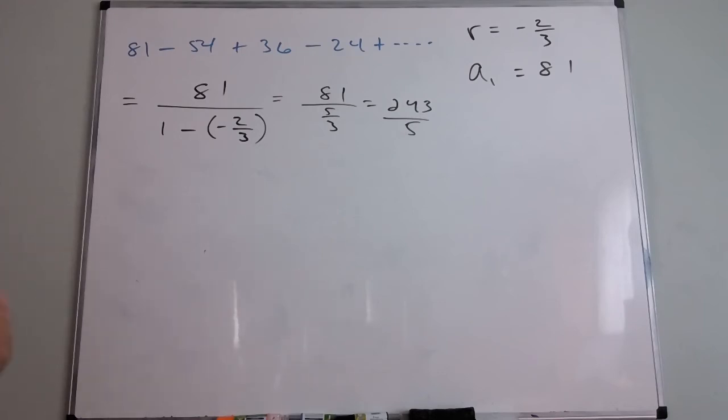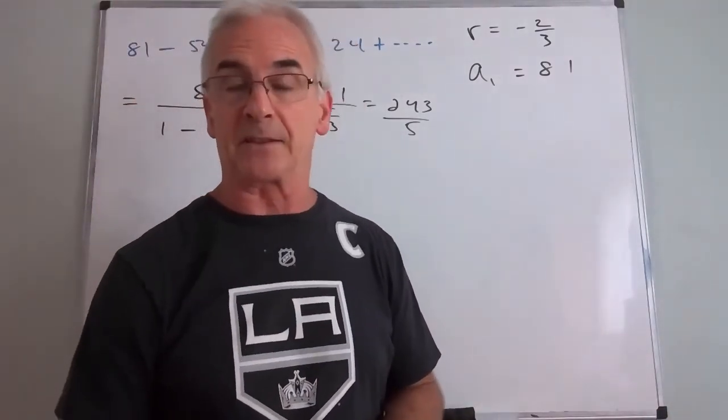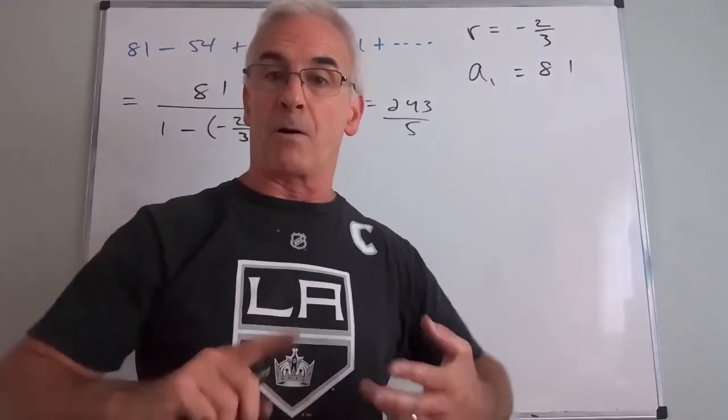So for a geometric series, I have to first identify it's geometric, but then I can use the fact that if the absolute value of R is less than 1.